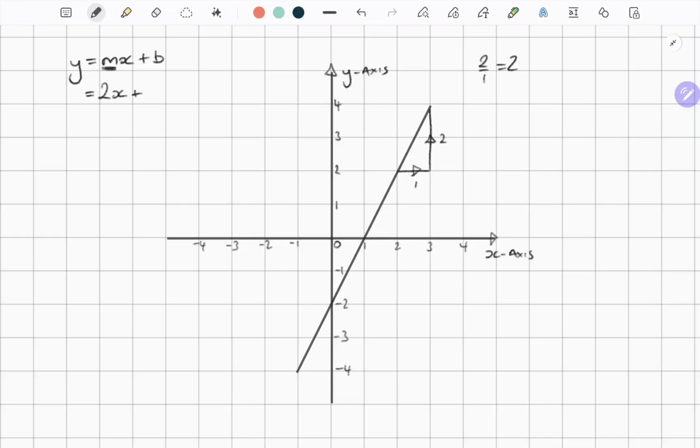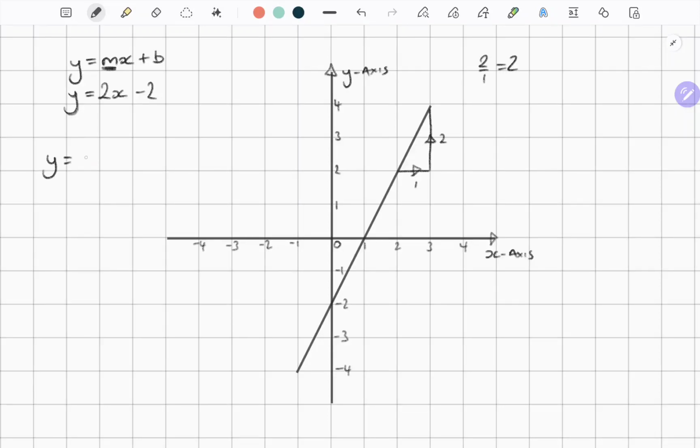Now what that means is the point where it crosses the y-axis, and in this case it's minus 2. So I need to get rid of that plus sign for a start. So the equation here for this particular straight line graph is y equals 2x minus 2. So we can test this out a little bit.